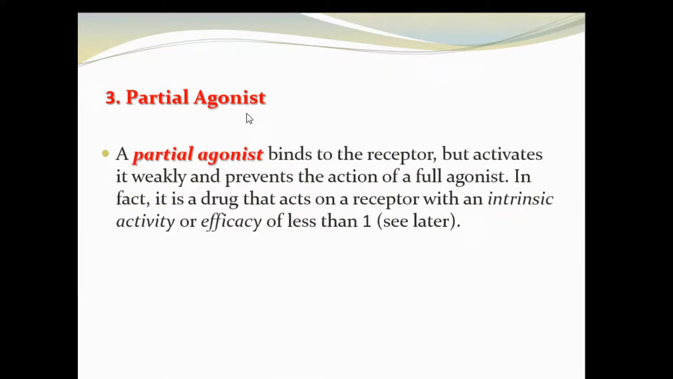Next is partial agonist. As we have seen in the animation, it will not show a full effect, it shows a half effect or less effect. So a partial agonist will bind to the receptor but activates it weakly and prevents the action of a full agonist. So in fact, the drug shows an action on the receptor with an intrinsic activity or efficacy less than 1.